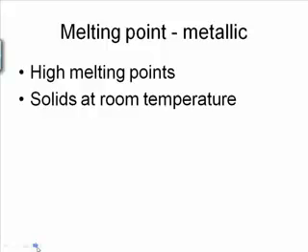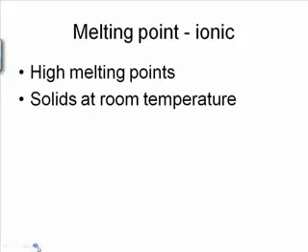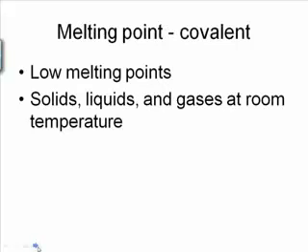Melting points. Metallic substances tend to have high melting points. Not always true. The group 1 metals you'll see have unusually low melting points for metals, and they do tend to be solids at room temperature, with the exception of some metals like mercury, for example. Ionic substances tend to have high melting points, tend to be solids at room temperature, whereas covalent substances tend to have relatively low melting points as compared to the other types of bonding, and they can be solids, liquids, or gases at room temperature.